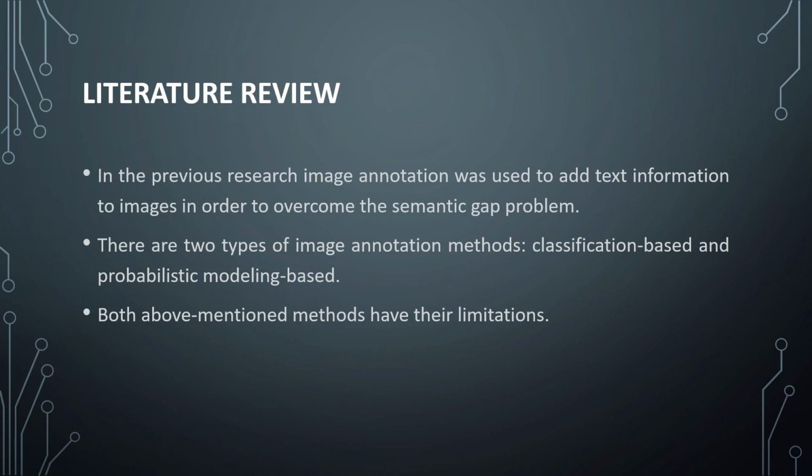Literature review. In the previous researches to overcome the semantic problem, image annotation is used to add text information to images. Image annotation is divided into classification based and probabilistic modeling based methods. Classification based methods extract low level features from images to train as patterns, while probabilistic modeling based methods calculate the joint probability between the image content and corresponding annotations.